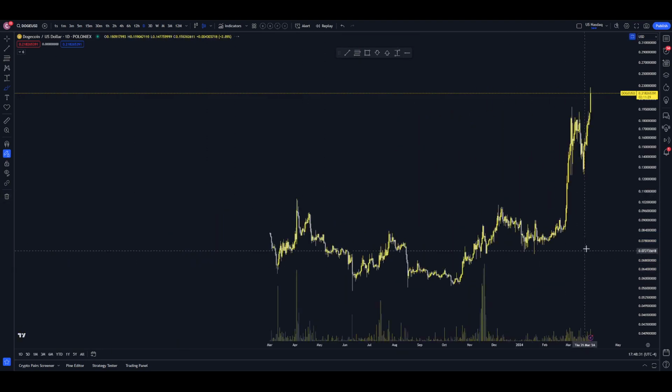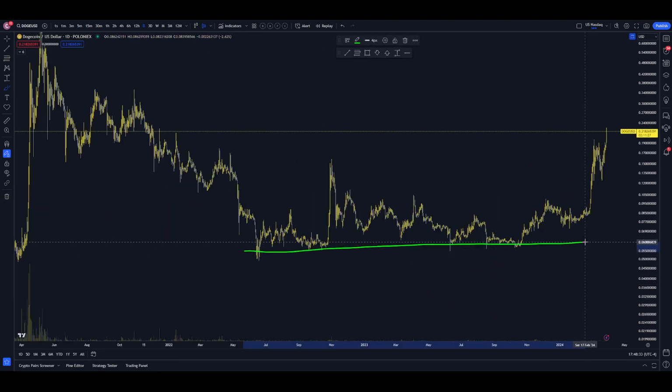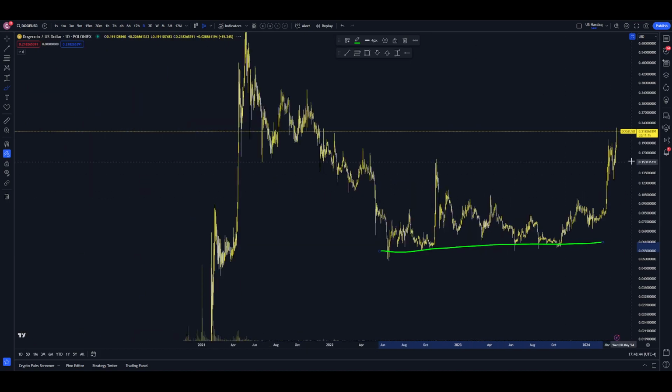And a lot of people are going to say, well, but wouldn't you rather have bought the bottom? And of course, it's always better to buy the bottom. But let's be realistic. Most people are not going to buy the bottom. And it's something you should really never focus on. Don't focus on buying the bottom. Don't focus on selling the top.